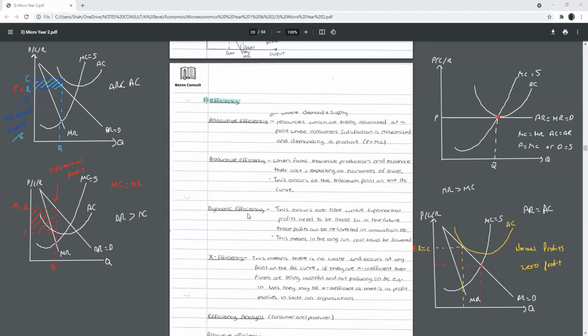What's dynamic efficiency? So this occurs over time where supernormal profits need to be made. So in the future, those profits can be reinvested in innovation. This means in the long run, costs would be lowered. So dynamic efficiency is basically anytime you see a firm making supernormal profits, they're considered dynamically efficient because they can reinvest those supernormal profits, those positive profits, in the long run so they can lower their costs.